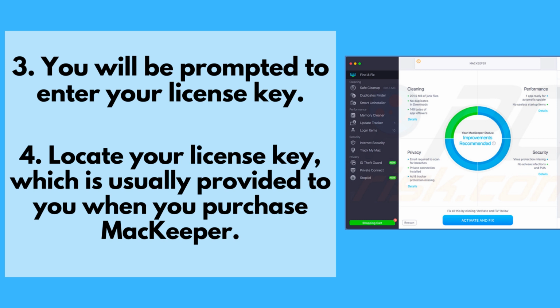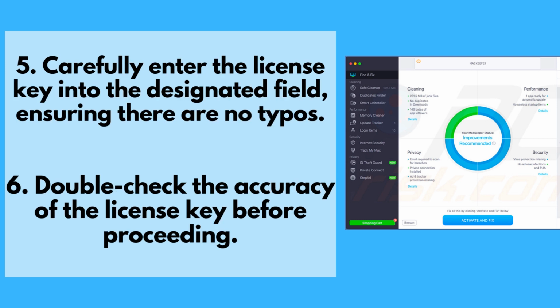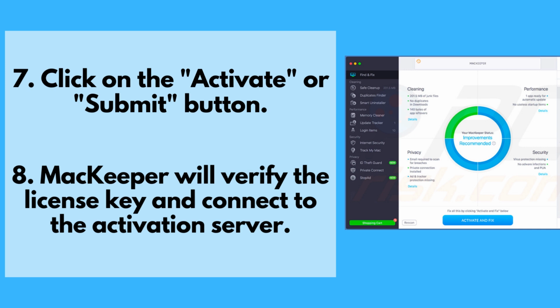4. Locate your license key, which is usually provided to you when you purchase MacKeeper. 5. Carefully enter the license key into the designated field, ensuring there are no typos. 6. Double-check the accuracy of the license key before proceeding. 7. Click on the Activate or Submit button.